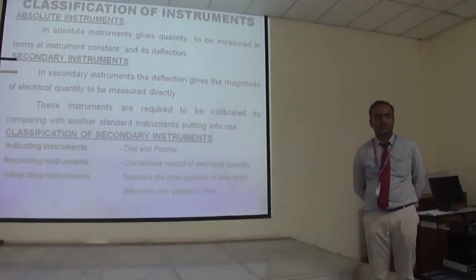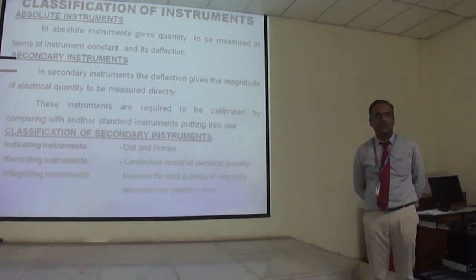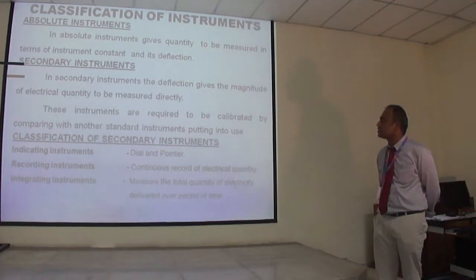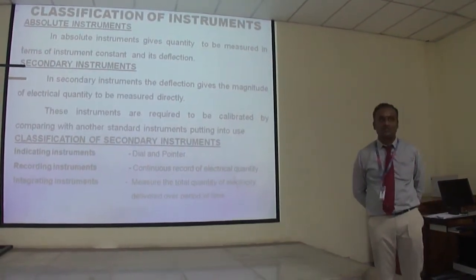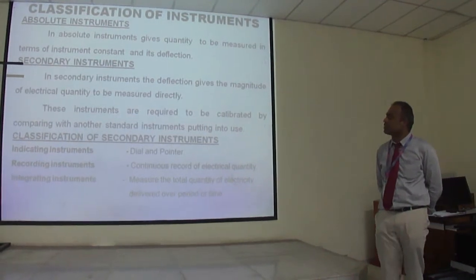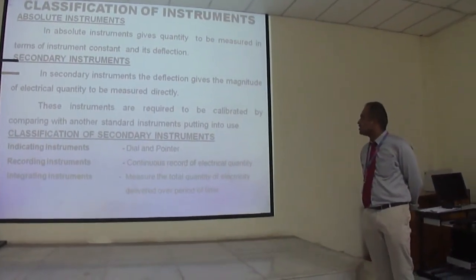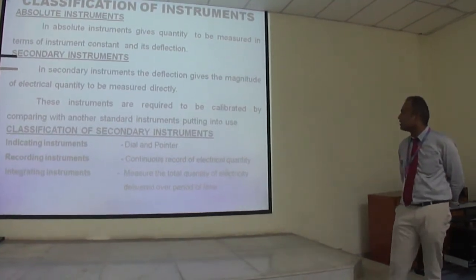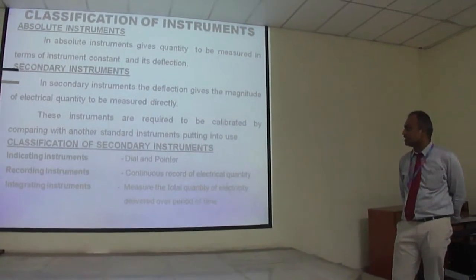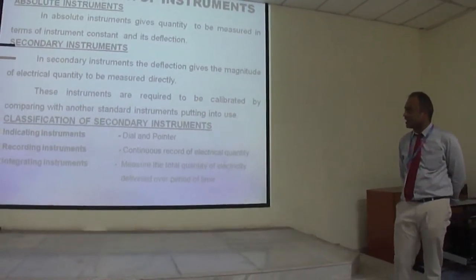We can classify the measuring instruments into two categories. One is absolute instruments and the second one is secondary instruments. Absolute instruments give the measurement quantity of the instrument in terms of constant and deflection, and the secondary instrument gives the deflection of the electrical quantity to be measured directly. So, the classification of secondary instruments.